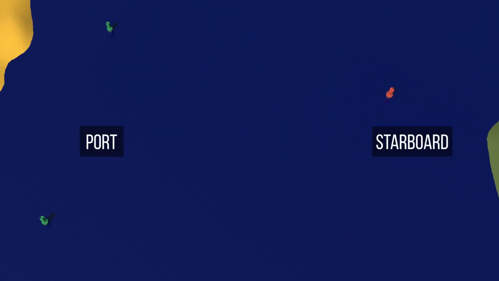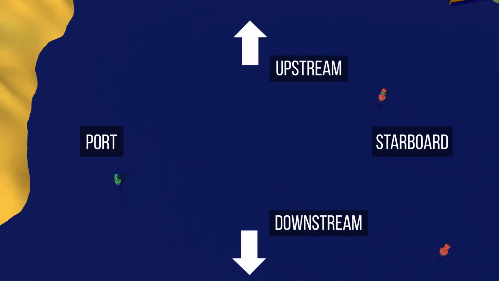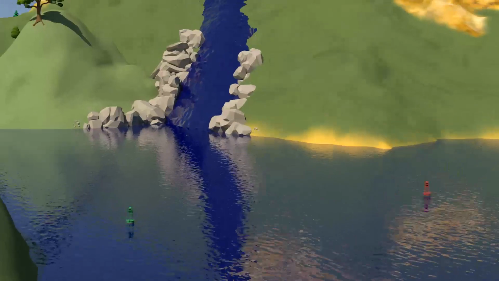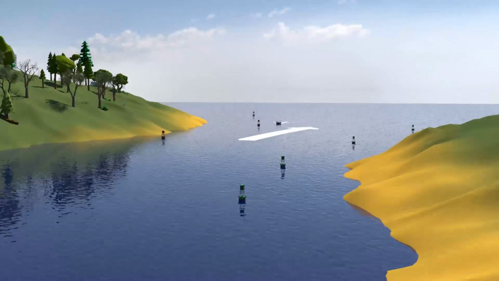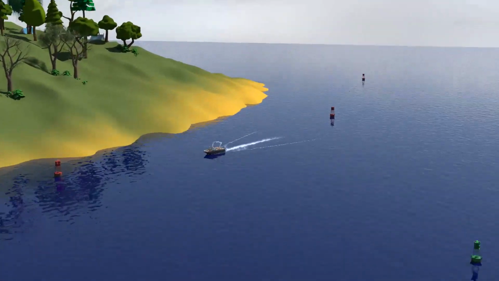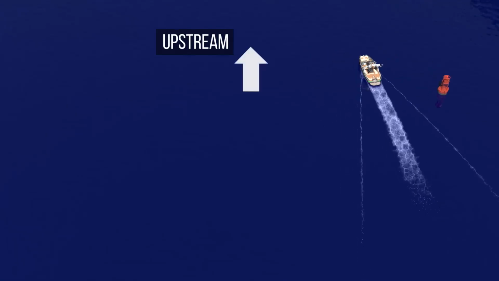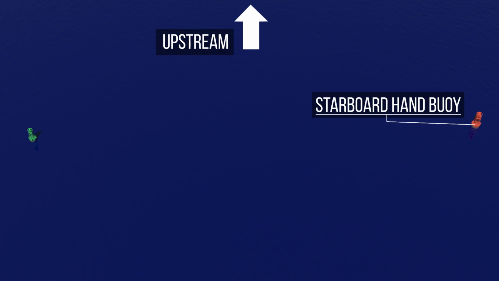To fully understand the lateral buoy system that indicates the port and starboard sides of a channel, we must first understand upstream and downstream on a body of water. Upstream is where the flow of water comes from, the source. At the opposite end, we find the downstream, which is the side towards which the waterway is going, in the direction of the current. So when you navigate from the sea to the rivers and streams, you are going upstream. The buoys placed to your right will be starboard hand buoys, and they will be red, while the buoys placed to your left will be port hand buoys, and they will be green.